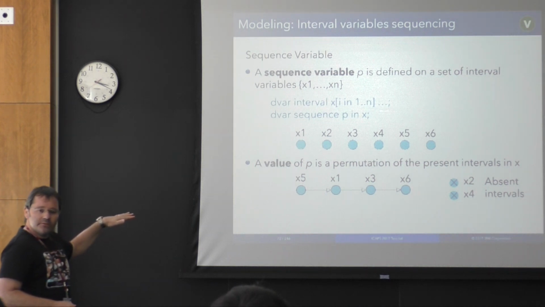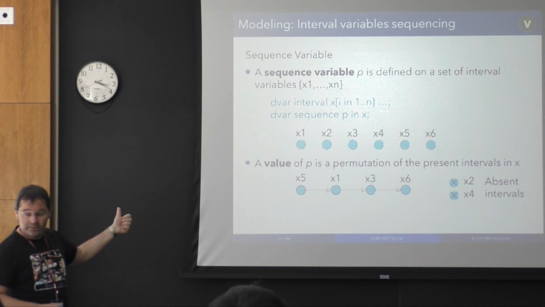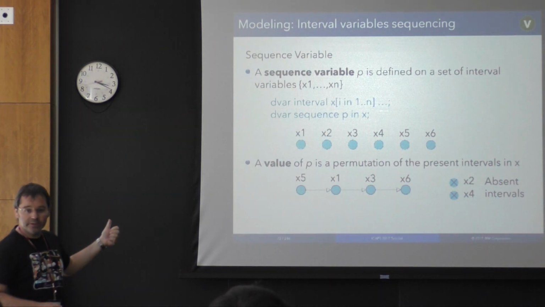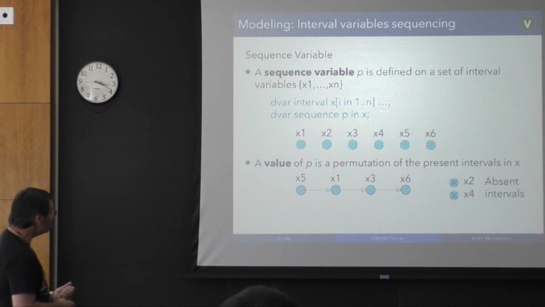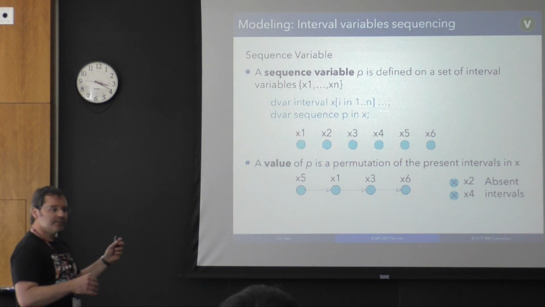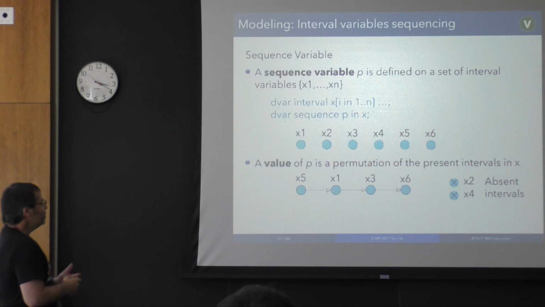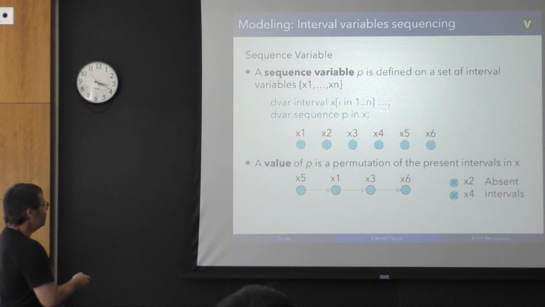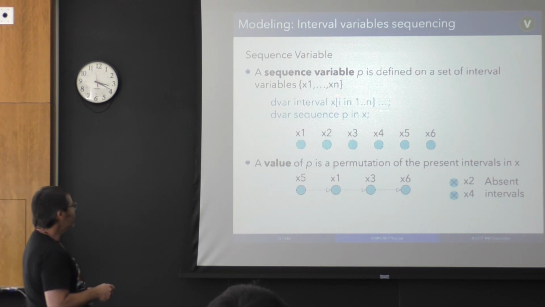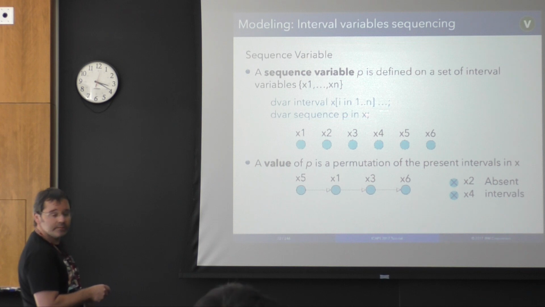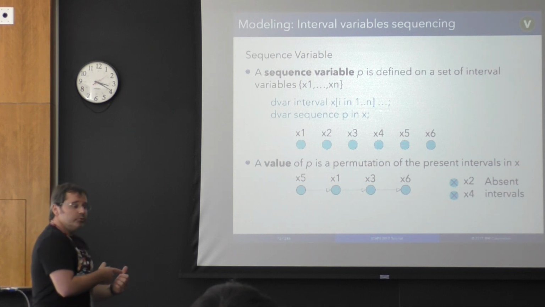This time we will create a new type of decision variable in the schedule. This is what we call a sequence variable. A sequence variable is defined, this is where it becomes a little bit subtle, on a set of interval variables, x1 to xn. What does it say? In the syntax, suppose you have an array x of n interval variables, and you define the sequence p in x. Let's say you have 6 interval variables. So it's a new variable.